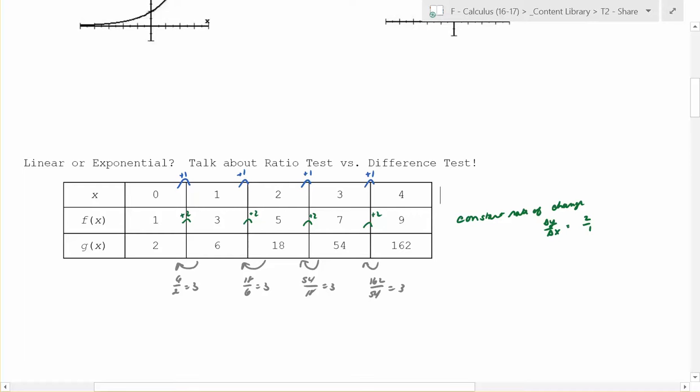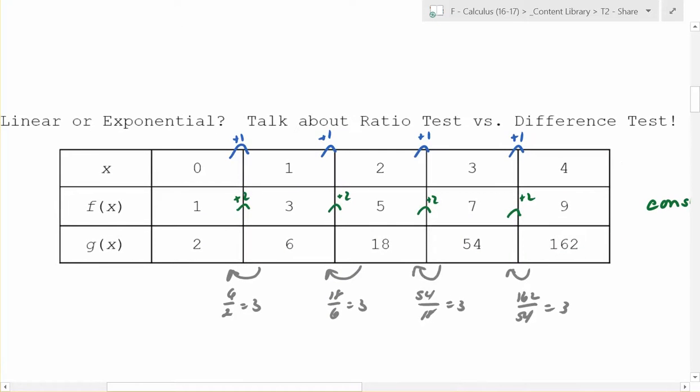So look at f of x. What's happening as you go up 1 each time? What happens to the y values? They go up by 2. What about g of x? What's happening there? Is it a constant difference? No. But what's the same between each consecutive set of numbers?